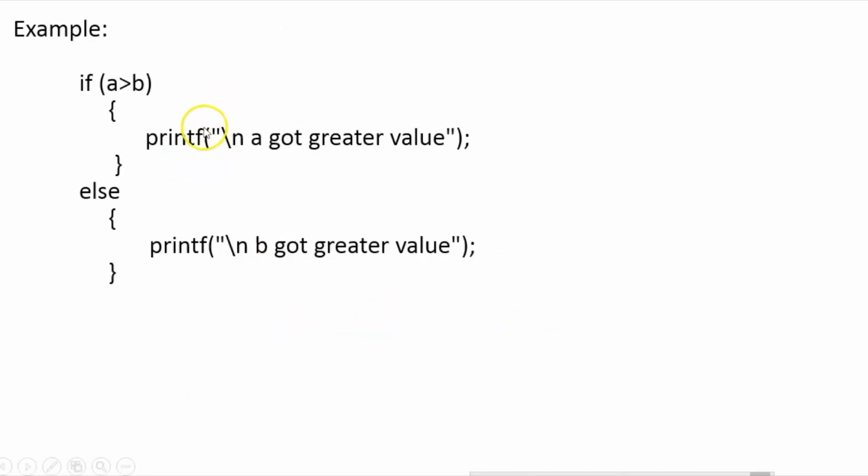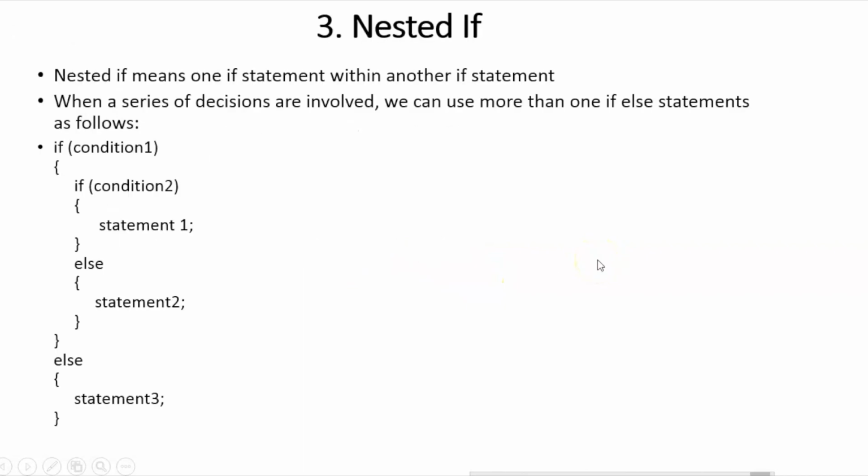This is an example for an if-else statement. If A greater than B, print A got greater value, else print B got greater value. In this example, initially A greater than B is evaluated, and if this condition is true, then A got greater value will be printed. If the condition is false, then B got greater value will be printed as output.